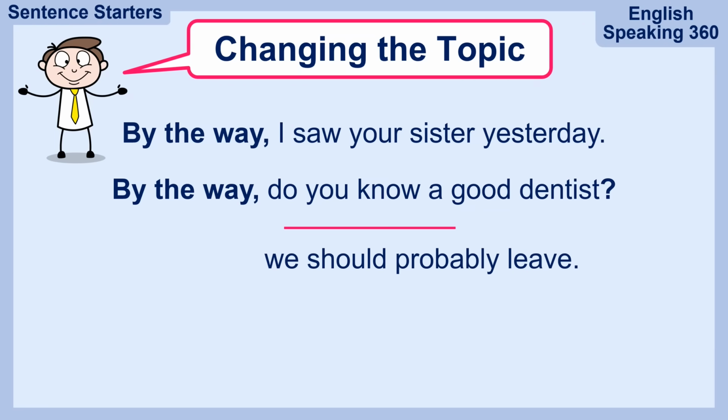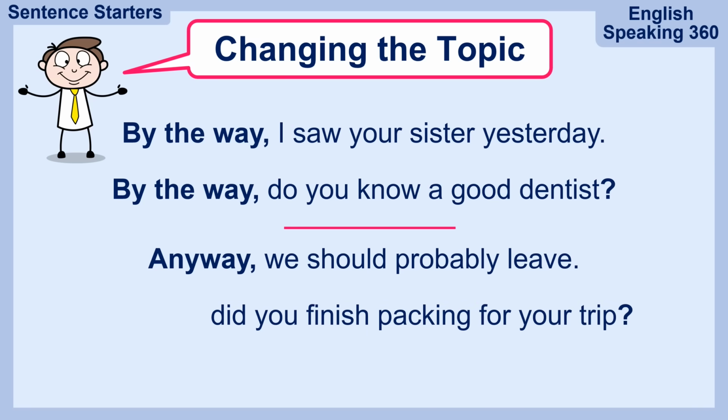Here's one more. "We should probably leave." "Anyway, we should probably leave." So anyway is used very often to change the topic or to close a topic. In this case, you want to leave, so you're probably closing the previous topic. "Anyway, we should probably leave." "Did you finish packing for your trip?" You can also use anyway with a question. "Anyway, did you finish packing for your trip?" So you're changing the topic with this sentence.